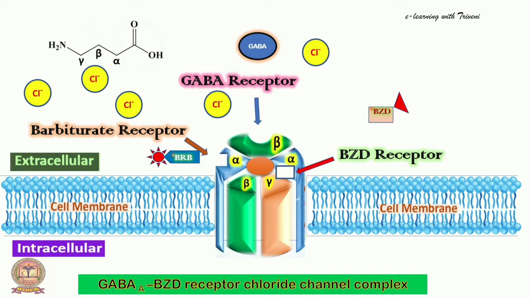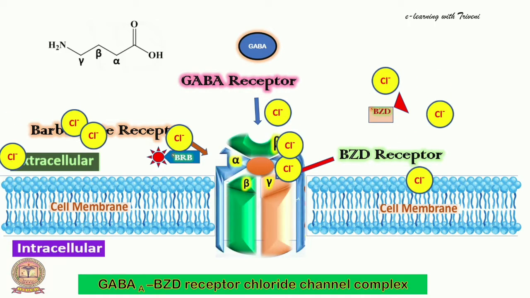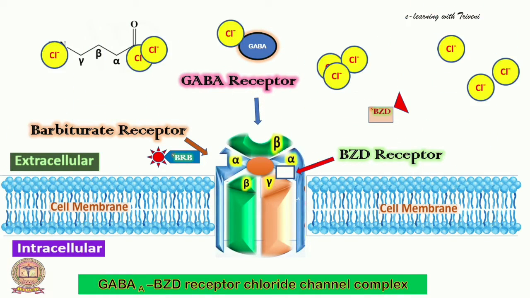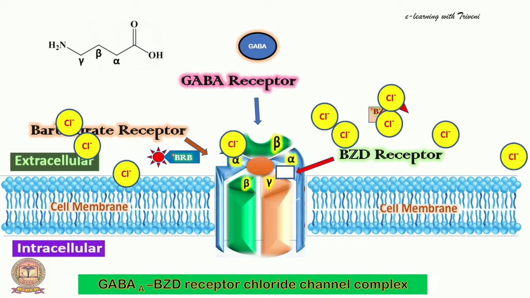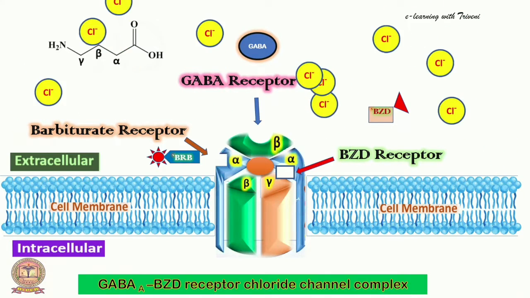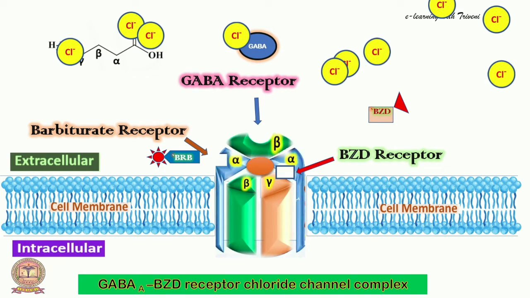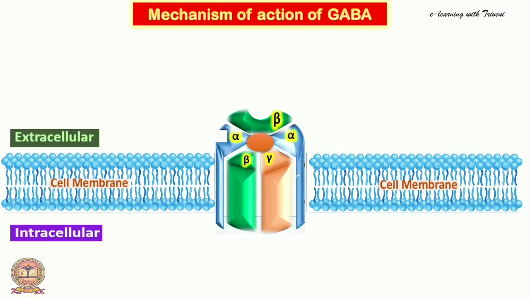Chloride ions are mainly present extracellularly. Right now these chloride ions cannot enter into the cell. Why? Because the GABAa benzodiazepine receptor chloride channel is closed, which will get opened upon binding of drugs like GABA, barbiturates, and benzodiazepine analogues. Let us see the mechanism of all drugs one by one. Let me start with GABA first.